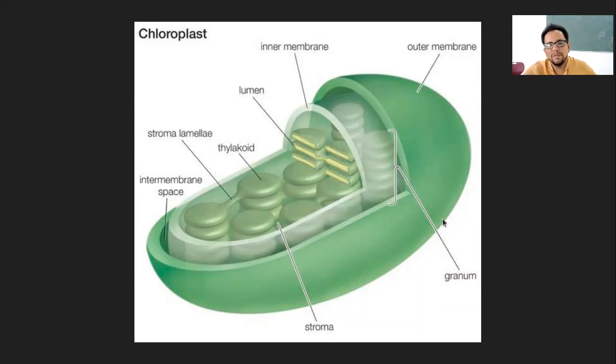Again, you might have to revise this diagram by drawing it so that you remember it very well.